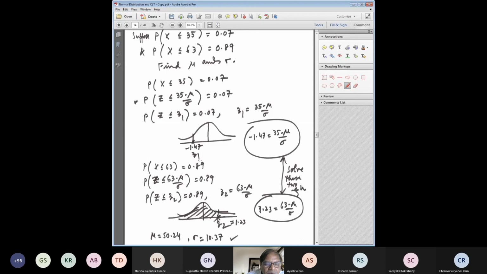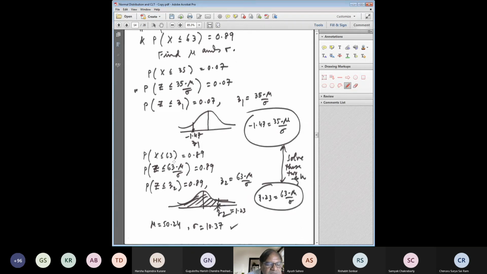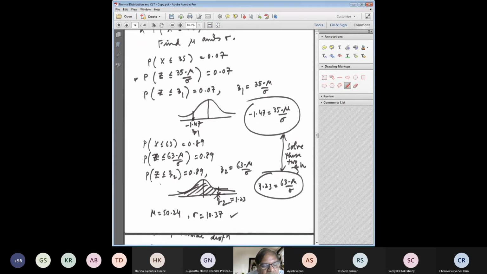Now the second one is x less than 63. Again you convert this. So for Z2, you are looking for a point below which the area is 0.89. Since 0.89 is greater than 0.5, this point will fall on this side. You look from the table and find the point Z2 below which the area is 0.89. Corresponding to 0.89, the point will be 1.23, meaning the probability of Z less than 1.23 is 0.89.